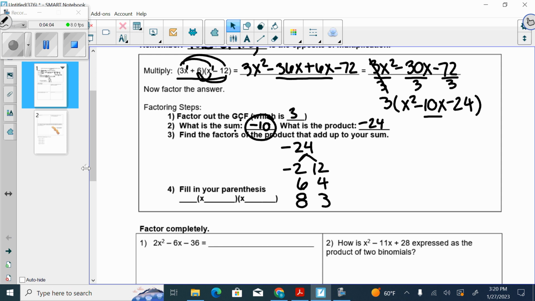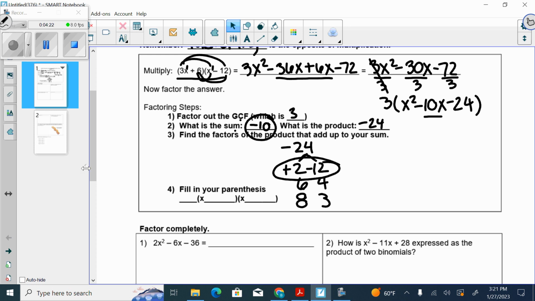Positive 10. So not what we want, right? What if I flip that around? 2 and negative 12. What does that add to give me? What is it? Negative 10. And is that what we were looking for? So that's going to be my choice.